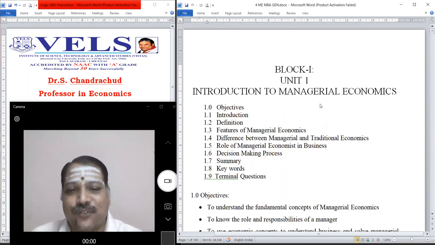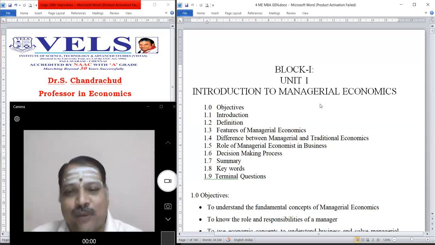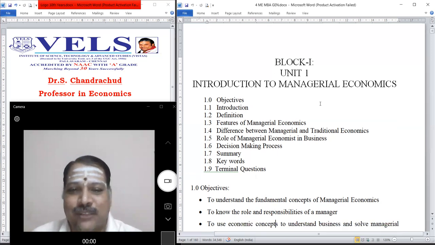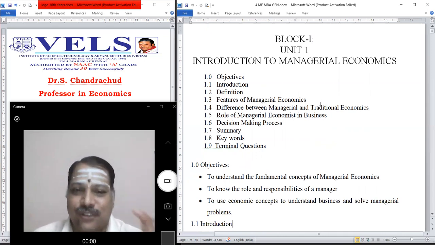What are the features of managerial economics? The difference between traditional economics and managerial economics. What are the functions of a manager? That is, the role of managerial economics in business, and how decision making is done. For that, how we have to conduct systematic decision making.